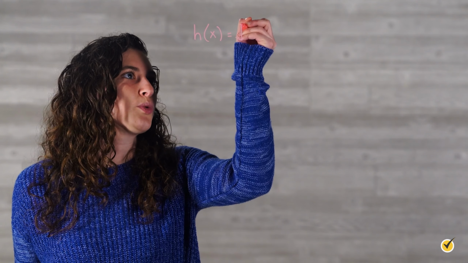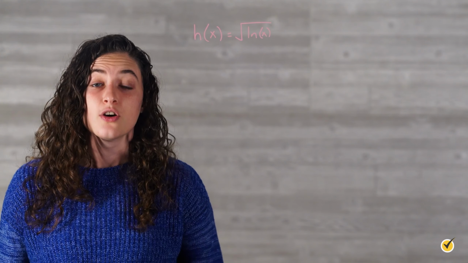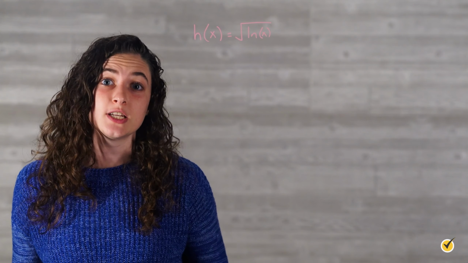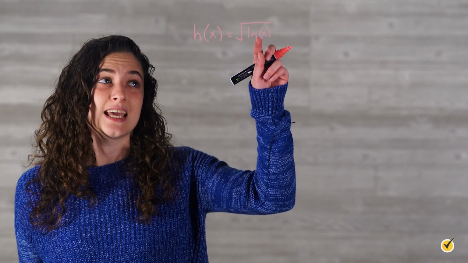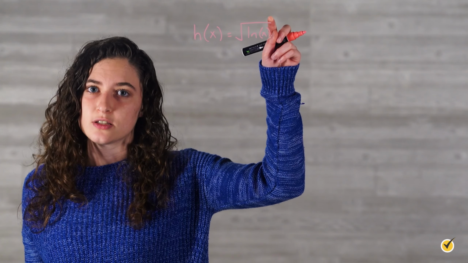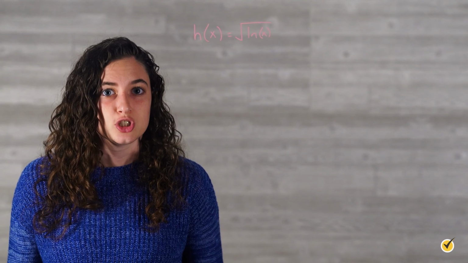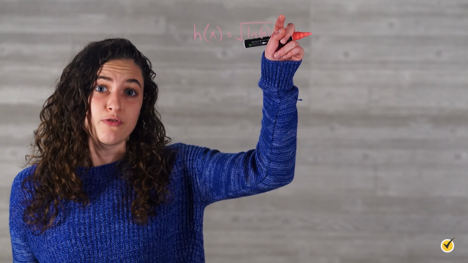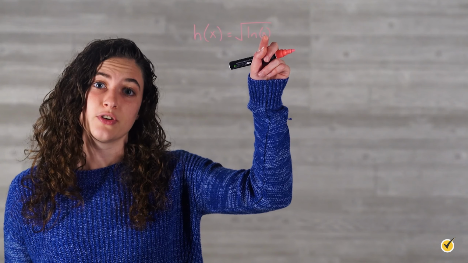Use the chain rule to find the derivative of the function h of x is equal to the square root of the natural log of x. First, let's identify what the outer function and inner function each are. Since the natural log of x is nested inside the radical, it is the inner function, while the outer function is the square root. The chain rule says that the derivative of a composite function is equal to the derivative of the outer function with the inner function untouched times the derivative of the inner function.